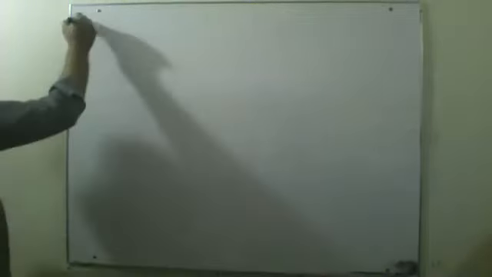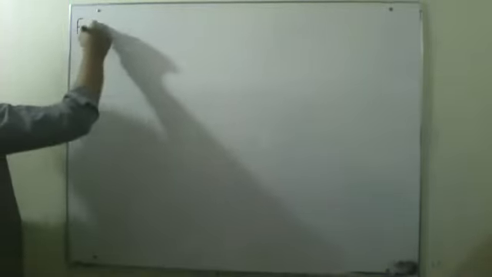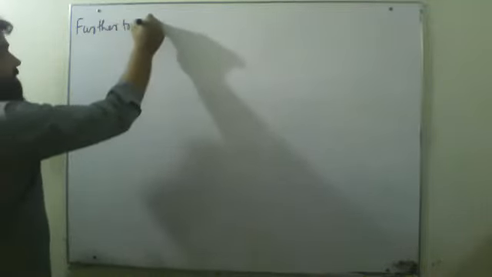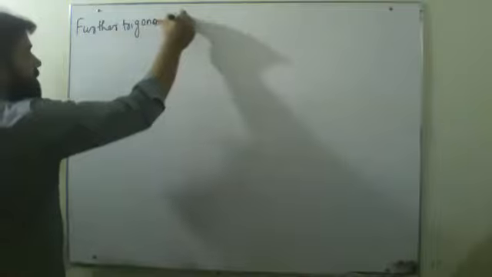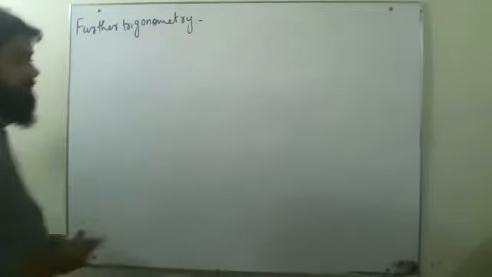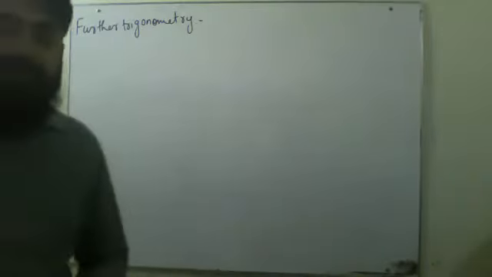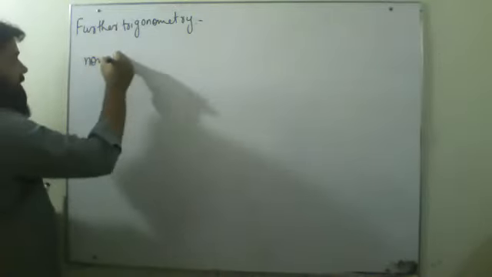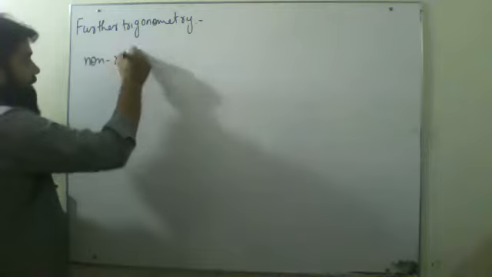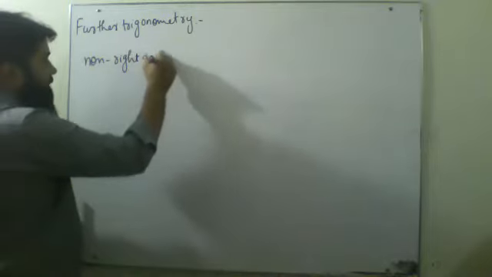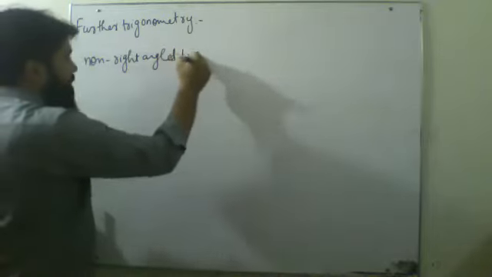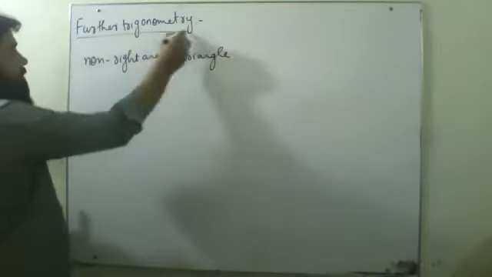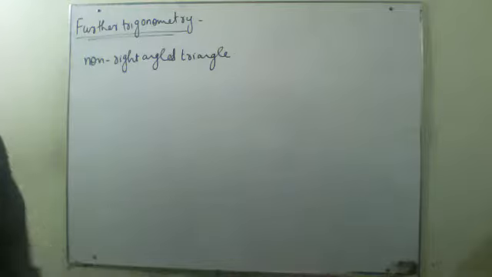Okay, right. So we are going to start with further trigonometry today. In further trigonometry, basically we are going to discuss triangles which are non-right angled triangles. If those triangles are to be considered, then we basically use the concept of further trigonometry.